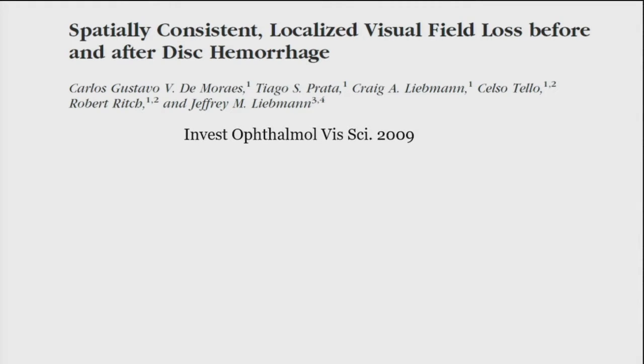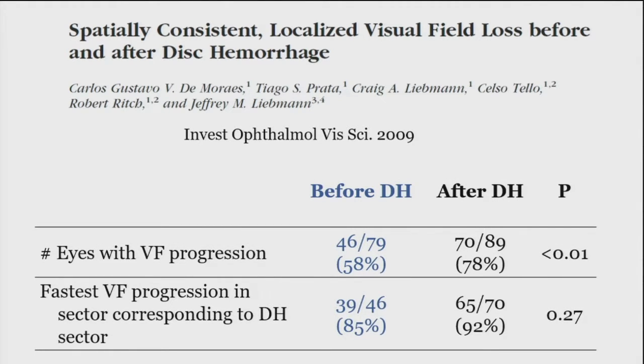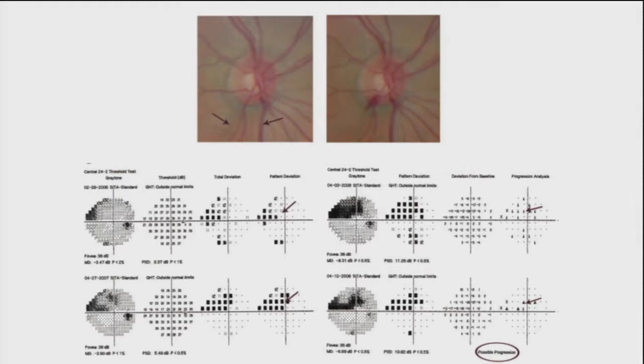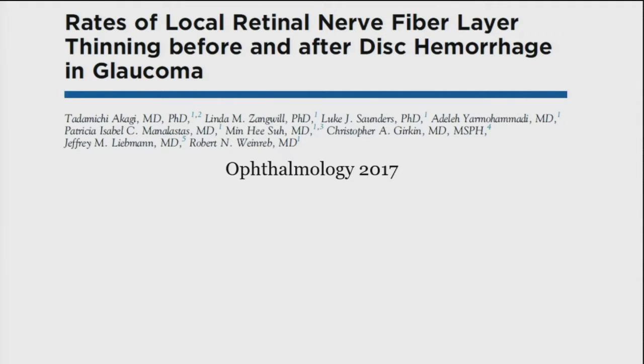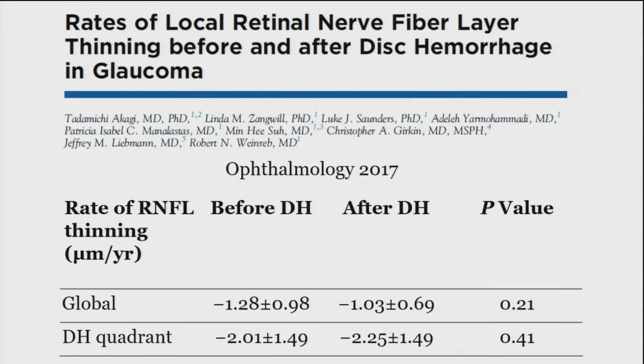In fact, we showed this in 2009 when we looked at progression in disc hemorrhage eyes, and we showed that they were progressing fast even before the hemorrhages were detected. And most interesting, the location of progression was consistent before and after. This is an example of a patient that was presenting significant progression before the disc hemorrhage was actually detected. Was it because there was a previous hemorrhage that we did not see? We don't know. Another important factor is the rates of this hemorrhage that was compared also looking at OCT by the San Diego group, and they also showed that the patients are progressing fast even before they have a disc hemorrhage detected, especially locally in the quadrant.